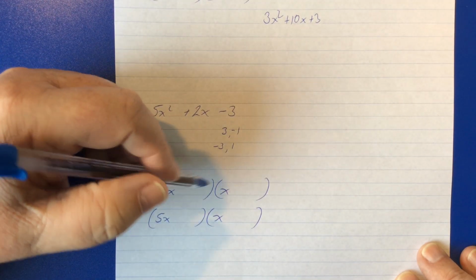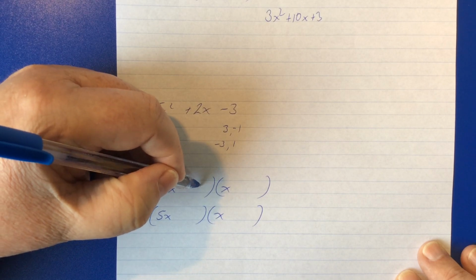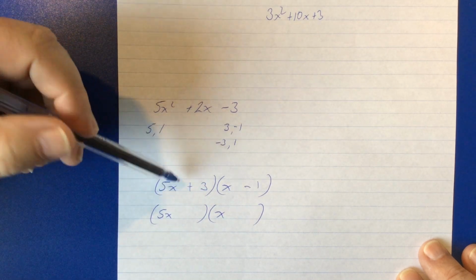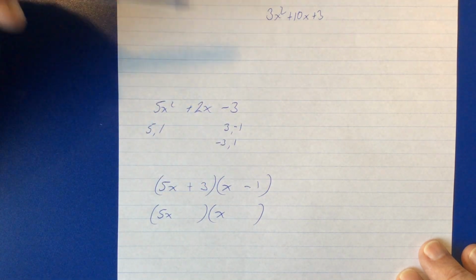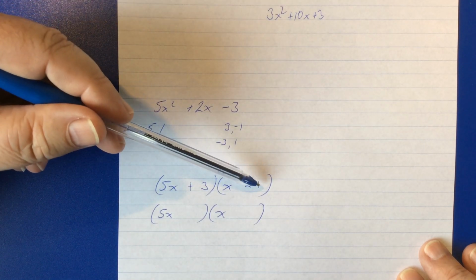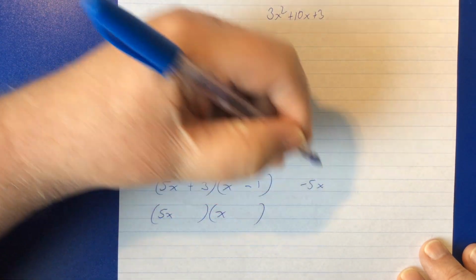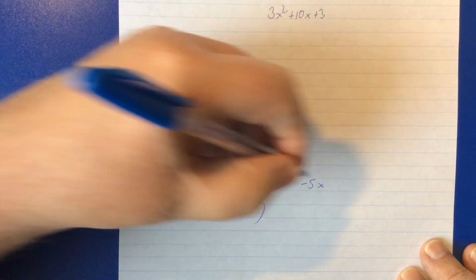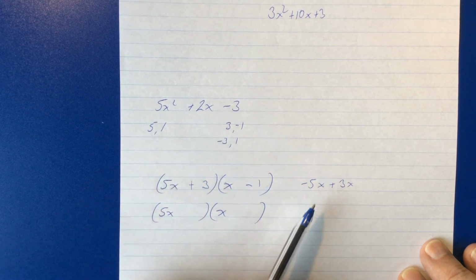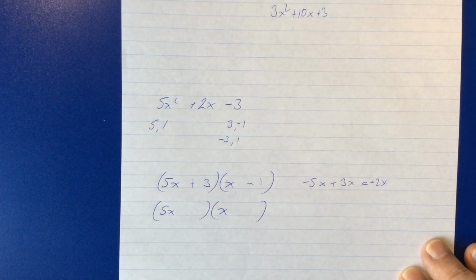We'll try, let me see, we'll try 3 here and negative 1 here. Okay. So all we have to do, we don't have to go through the whole business of expanding everything here. We can just deal with the x's. So negative 1 times 5 is negative 5x. Positive 3 times x is 3x. Now we're looking for positive 2x. That is going to give us negative 2x, which is no good to us.